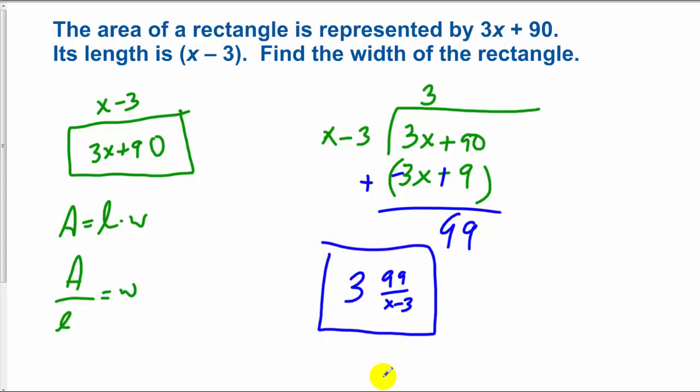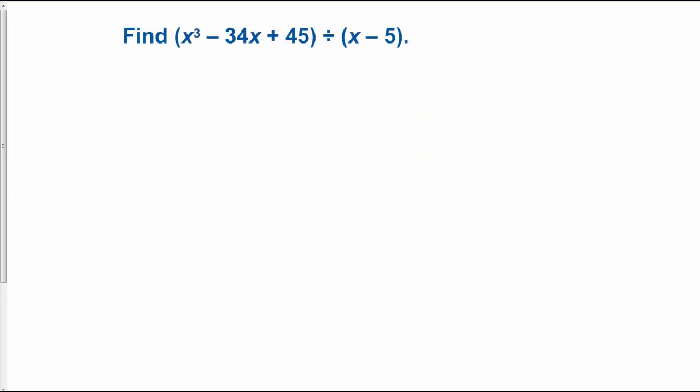Notice it doesn't make a ton of sense because what I've got is a situation where it doesn't go in necessarily evenly. So in the real world case, you would have something like a fraction for my width. Let's go through and do another long division. This will bring up a little bit more of a challenge.